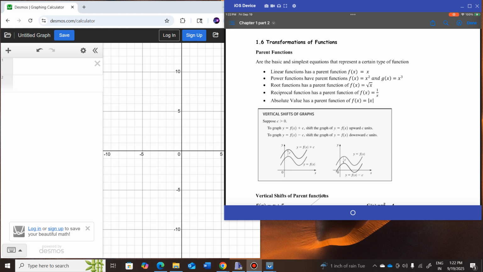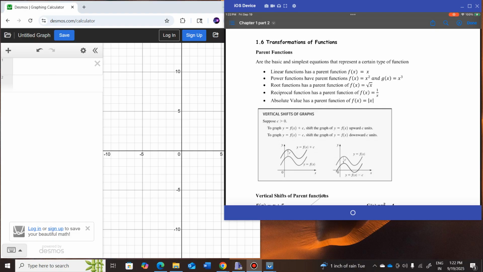Hi, this is Math 1350, and this video is going to be over section 1.6, transformation of functions. We're going to start off briefly talking about parent functions, and then we'll get into the different transformations of these parent functions. So parent functions is basically the most basic graph of each particular type of graph.